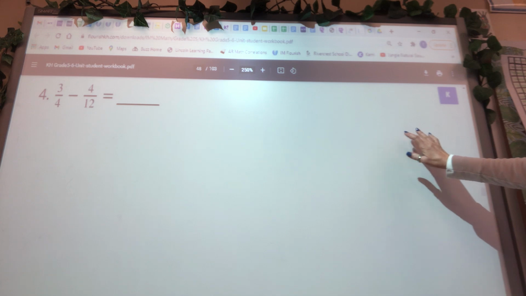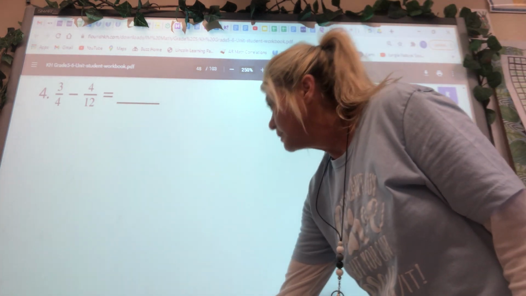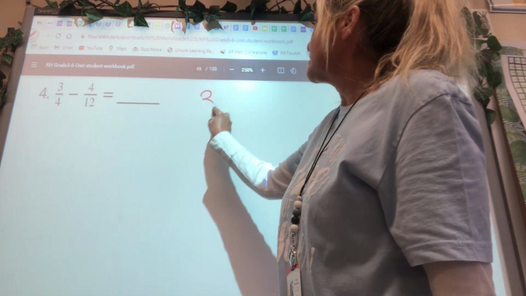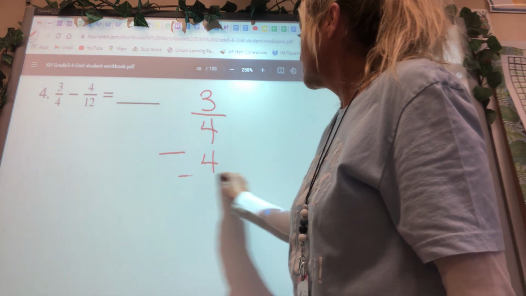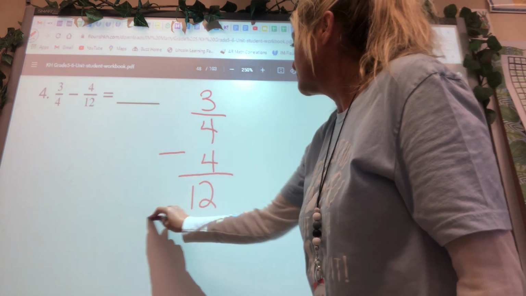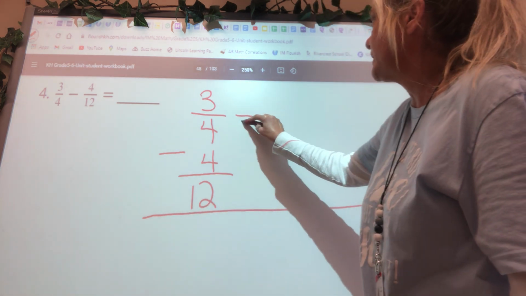Okay. Now we're subtracting again. If we're subtracting fractions, we stack. Could you just be quiet for a minute? Shh, everybody.